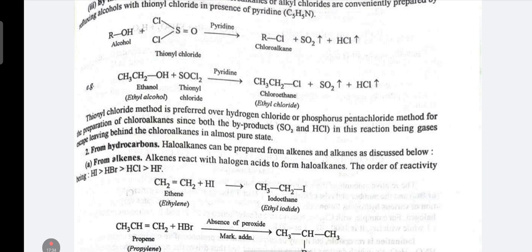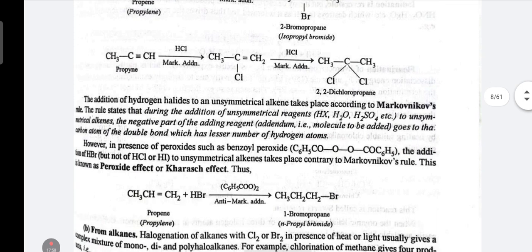Now we will discuss the preparation of haloalkane or alkyl halide from hydrocarbons. Haloalkane can be prepared from alkenes. Firstly, from alkenes: alkenes react with hydrogen halides to form haloalkane. The reactivity order is HI, HBr, HCl, HF. The addition of hydrogen halide to an unsymmetrical alkene takes place according to Markovnikov's rule.